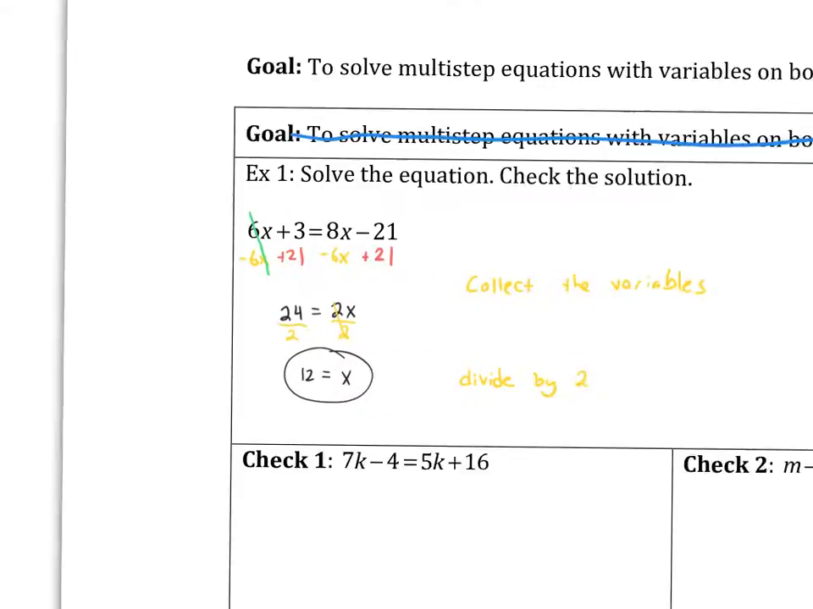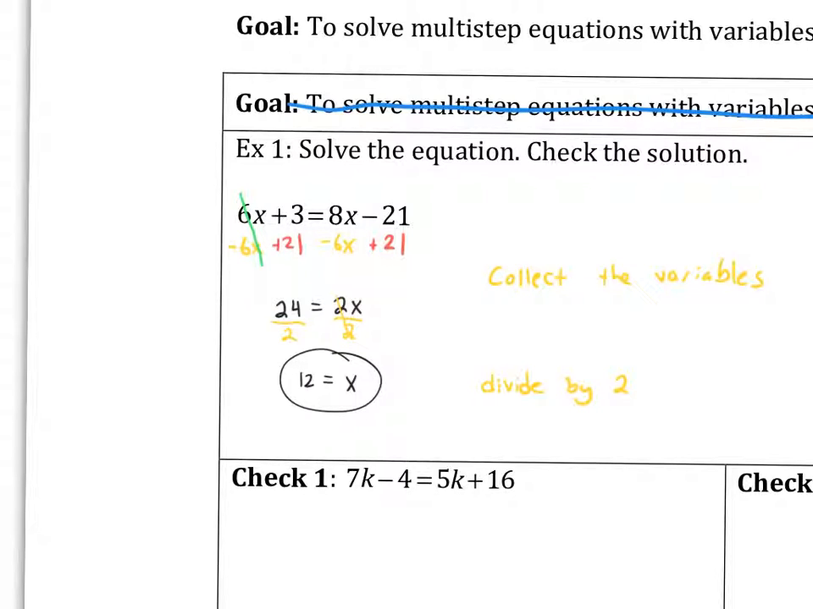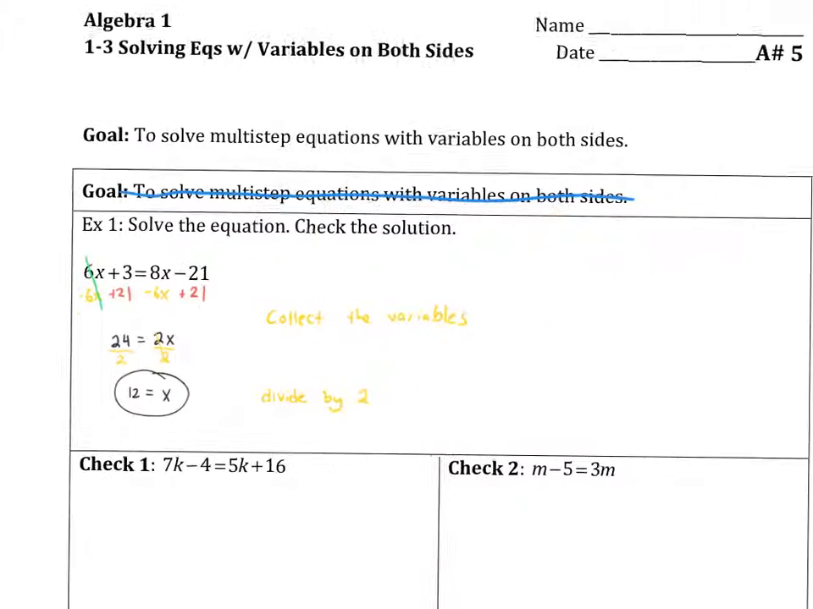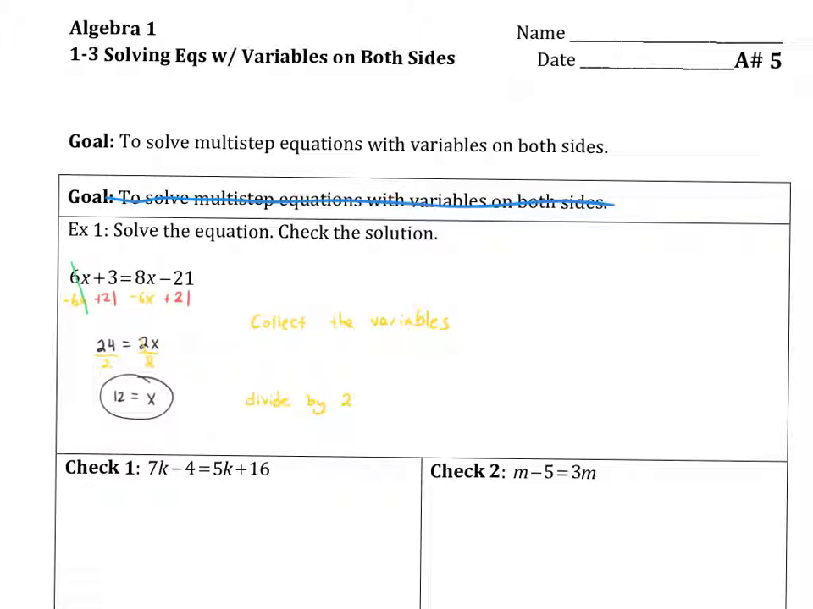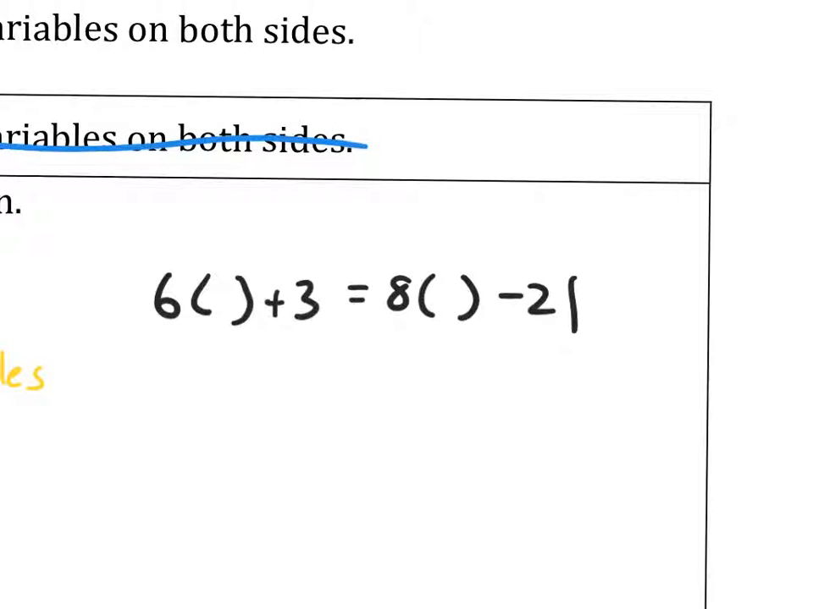Now, of course, as important as going through the process is checking that you are good to go. So remember, when you check, you always check with the original problem. So 6 times x plus 3 equals 8 times x minus 21. But instead of x, I'm going to replace it with a 12. Officially, there's actually a question mark here. I don't know if they're equal, but if you don't put the question mark there, it's not anything against.